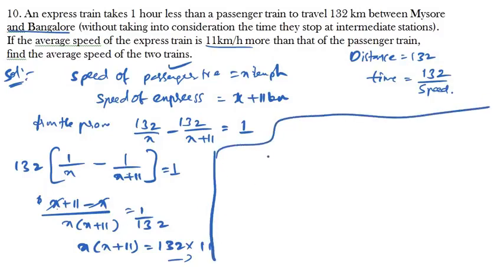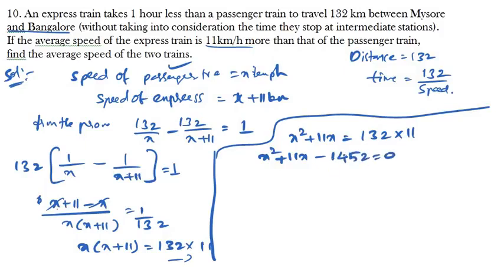So x square plus 11x is equal to 132 into 11 here. So 13 into 11, how much will it become? So it will become x square plus 11x minus 132 into 11, which is 1452, is equal to 0.